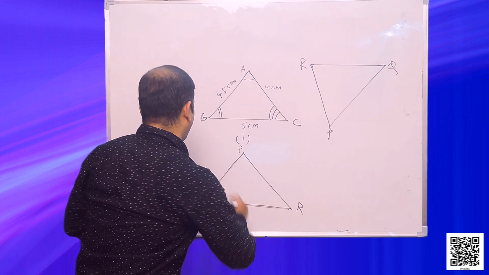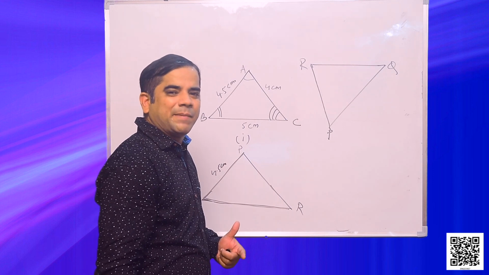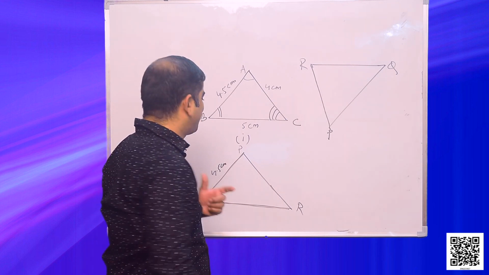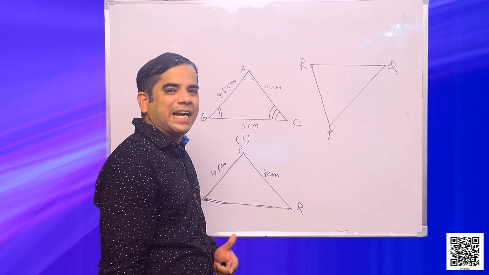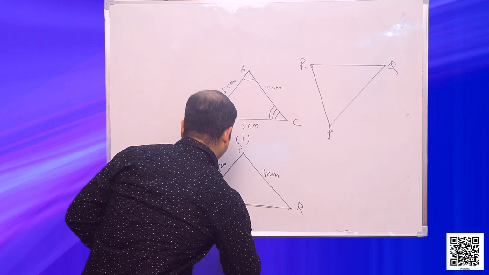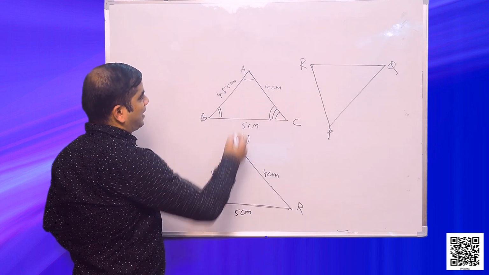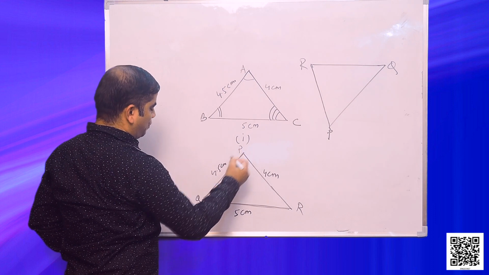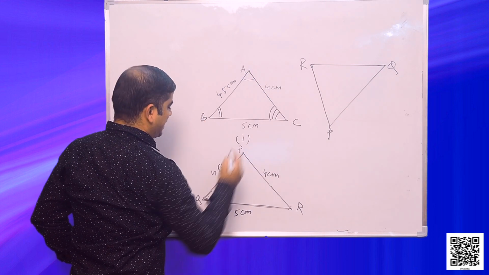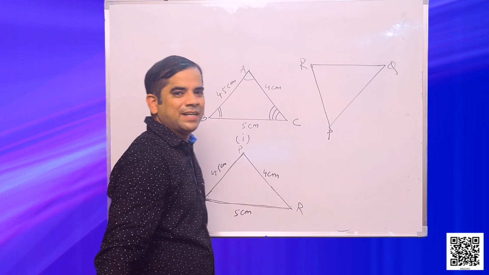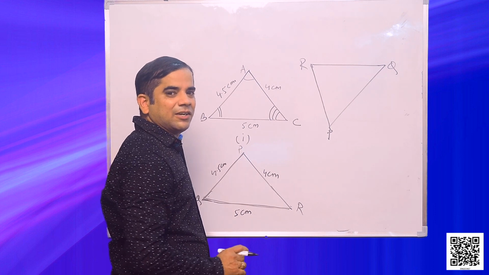So what is the measurement of side PQ? It is 4.5 centimeter. What is the measurement of side PR? It is 4 centimeter. And what is the measurement of side QR? It is 5 centimeter. So what we observe is that AB is equal to PQ, AC is equal to PR, BC is equal to QR. That means the sides are equal to each other, okay.